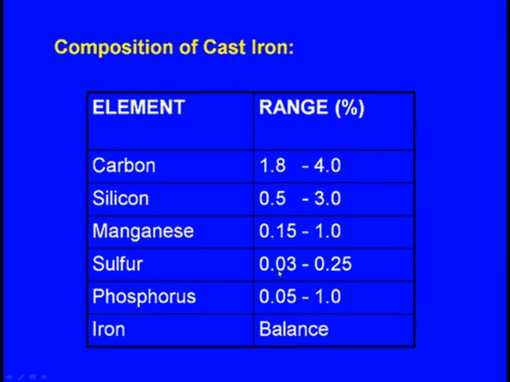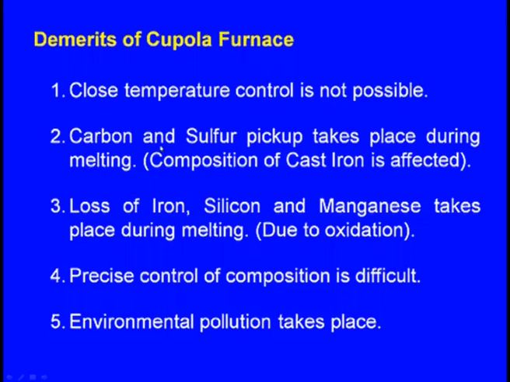but this is the limit for the carbon, 1.8 to 4%, and for sulfur this is the limit, 0.03 to 0.25. But because we are burning coke, the limits will be increasing. More sulfur will be there and more carbon will be there, then finally what will happen? The properties of the cast component will be changing. Sometimes the cast component becomes brittle and it leads to cracking. So that is one of the demerits of cupola furnace.